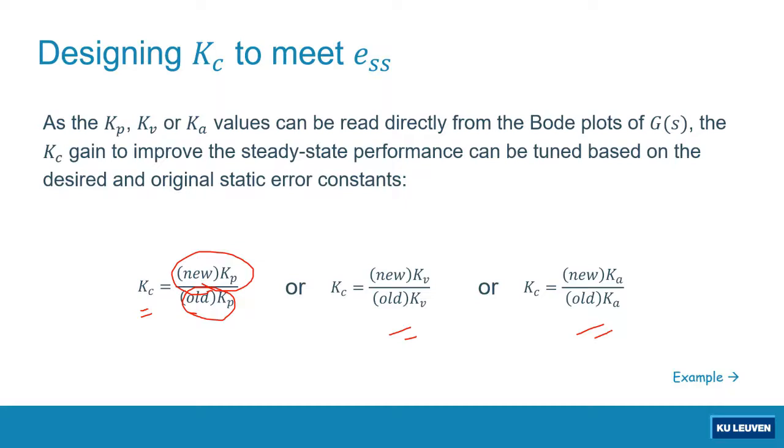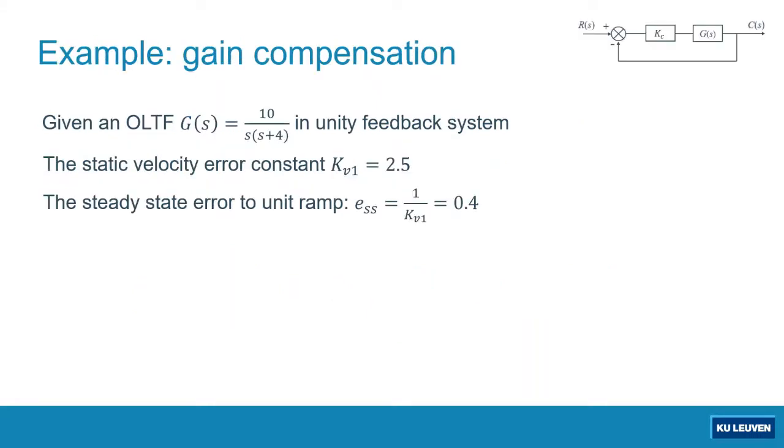Okay, let's take a look at an example to have a clearer picture of this proportional controller design. Let us consider a unity feedback system, as you can see in the upper right corner of this slide. Originally, this unity feedback system has an open loop transfer function of this form, 10 over s plus 4.